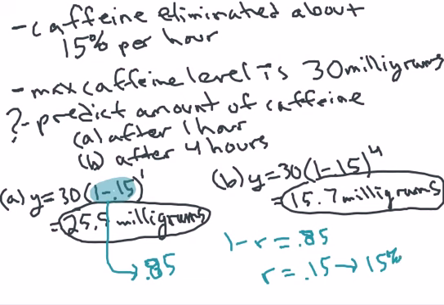So sometimes they ask that question too. They'll give you the information, they'll give you the decay rate, and they'll ask what is the percentage that it's decreasing by in this case, or increasing if it was a growth problem. Okay, but there you have it. Those are some examples of exponential growth and decay and their applications.